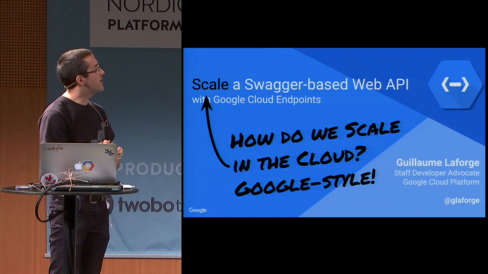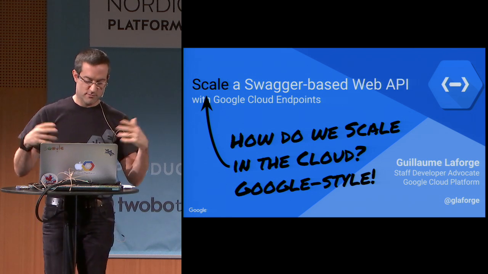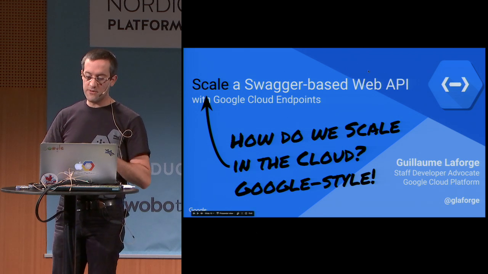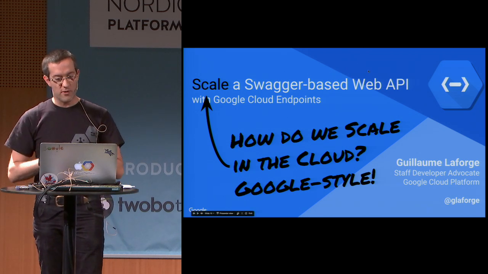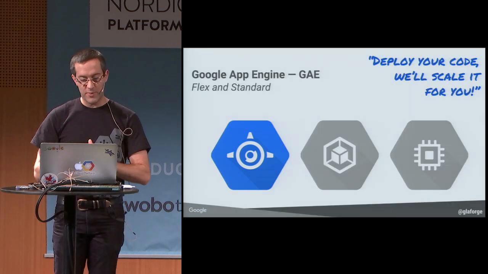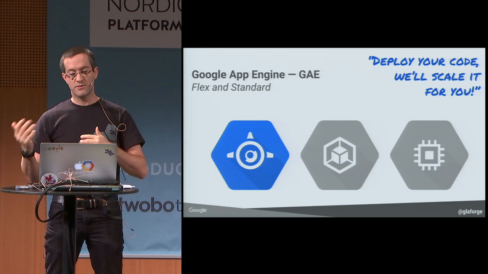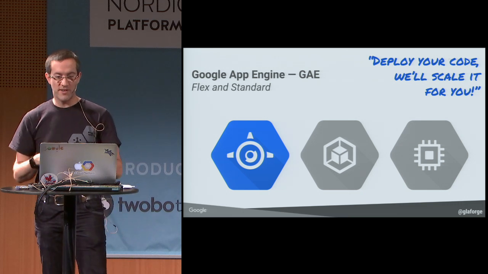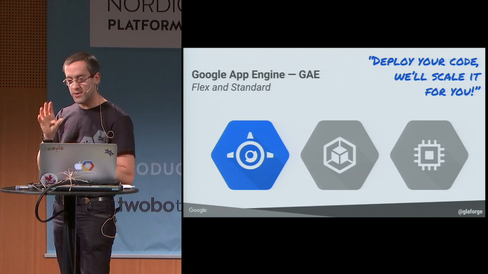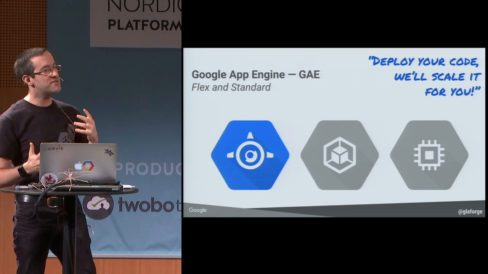The second aspect of this talk is about scaling. Scaling, let's say, Google style, or at Google scale. If you host an API on the Google Cloud Platform, there are different compute options. There's Google App Engine, in 2 flavors, Flex and Standard. It's basically a PaaS, or even serverless, although it's not decoupled into small functions. It's still an application, but you can cut it into modules as well. And you don't have to operate it.